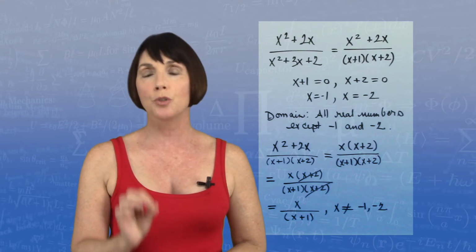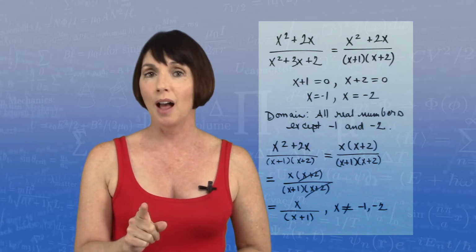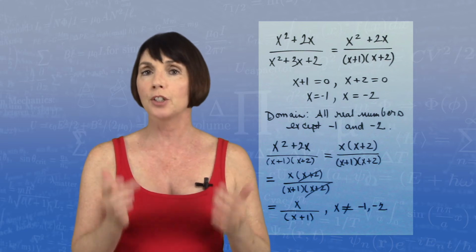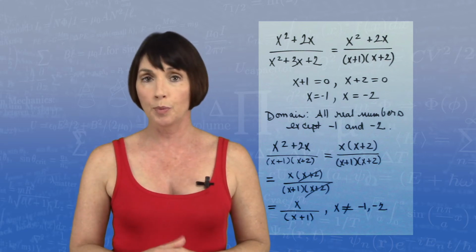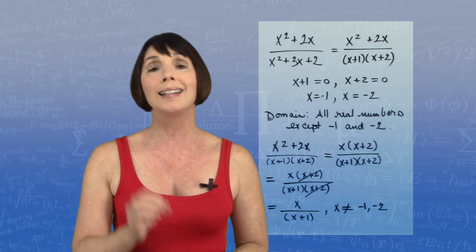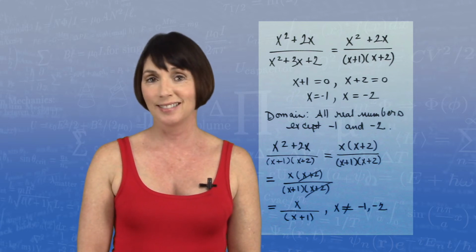The domain restrictions you found before you simplified still apply. So even though now we don't have an x plus 2 factor in the denominator, the restriction of the original expression still applies. So we still have to exclude negative 1 and negative 2 from the domain of this simplified rational expression.